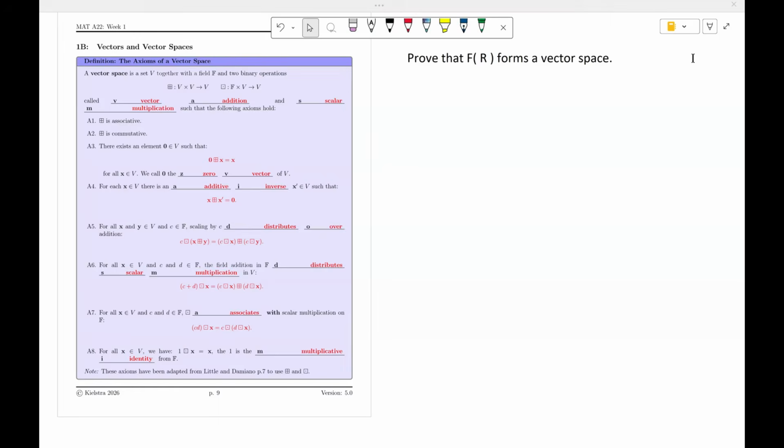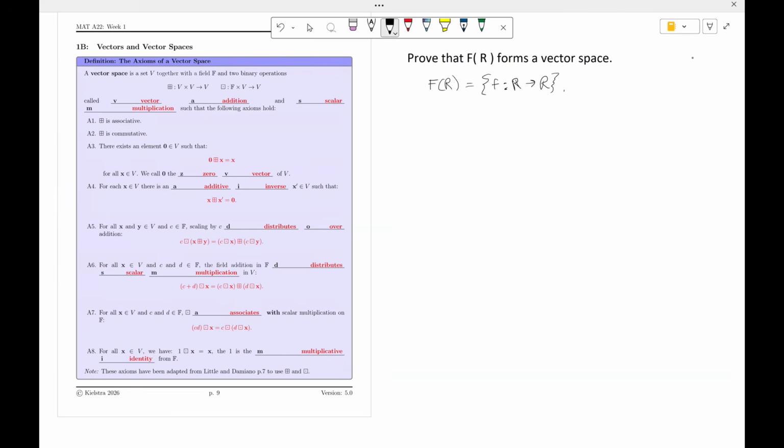So previously I mentioned that I was going to prove that Fn forms a vector space, but instead I'm going to prove that F(R) forms a vector space. Now, if we need to recall what F(R) is, F(R) is the real valued functions. So it's the set of functions that map the real numbers to the real numbers.